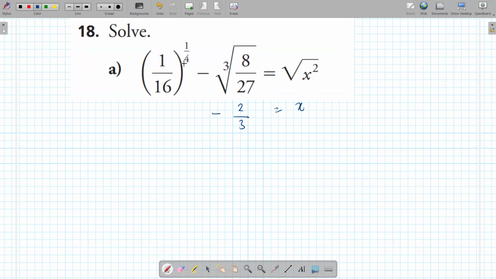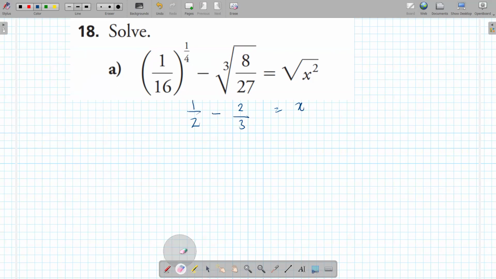What about this one? 1 over 16 to the power of 1 over 4. What does that mean? It's the 4th root, right? Remember, the index always goes in the denominator of the 1 over 16. What's the 4th root of 1 over 16? It's 1 over 2. Cube root of 1 over 8 is 1 over 2. Square root of 1 over 4 is 1 over 2.